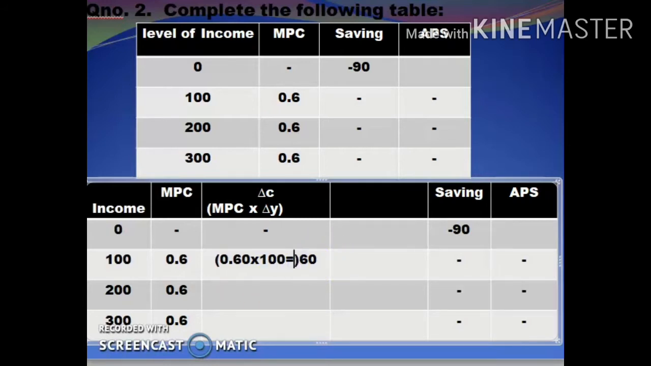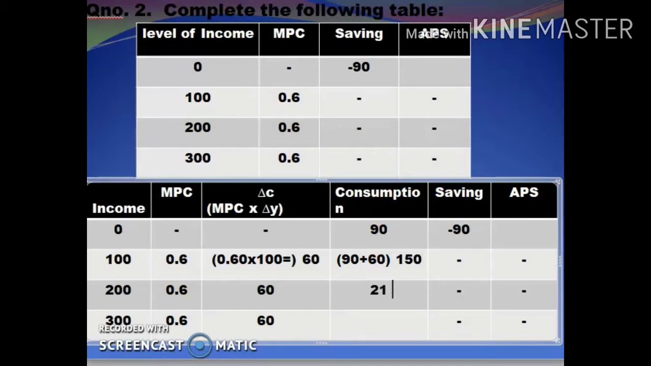Next, you want the consumption column to find saving. How will you find that? Y minus C gives saving, and saving is given as minus 90. So the consumption is 90. Next, you have to add this 90 and delta C to get the consumption. So it will be 150.